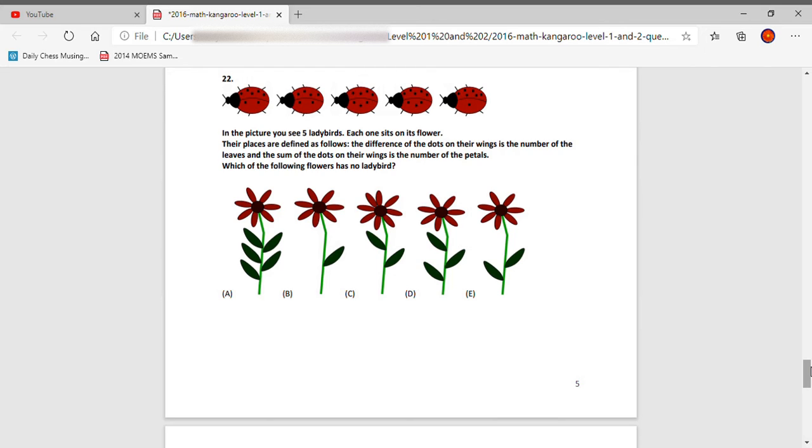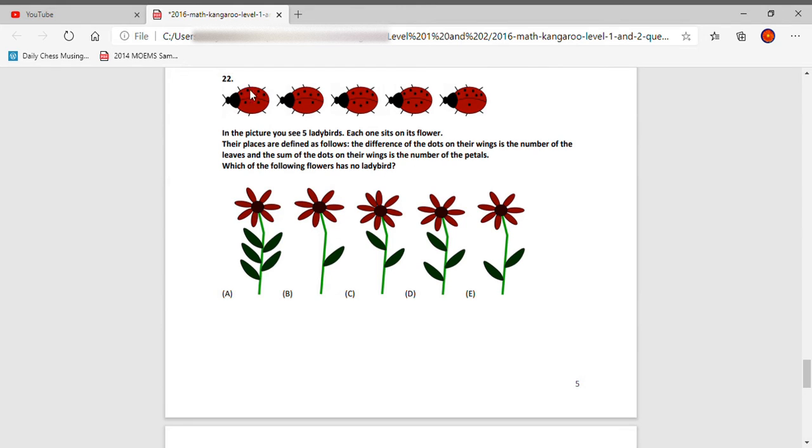22. In the picture, you see 5 ladybirds. I thought it was ladybugs. Ladybirds, that's a new word for me. Each one sits on its flower. Their places are defined as follows. The difference of the dots on their wings is the number of the leaves, and the sum of the dots on their wings is the number of the petals. Which of the following flowers has no ladybug? So it says the difference is the leaves and the sum is the petals.